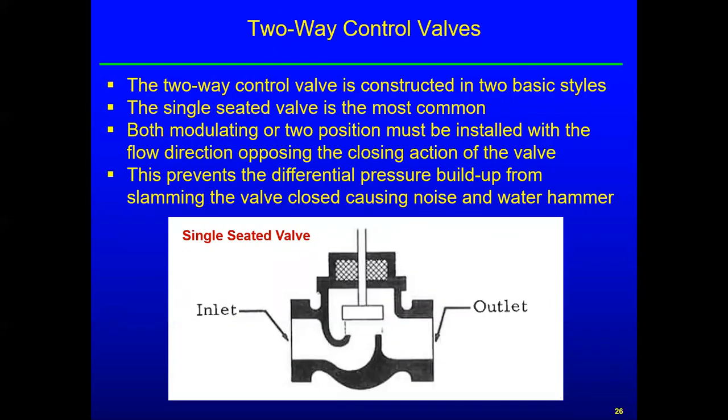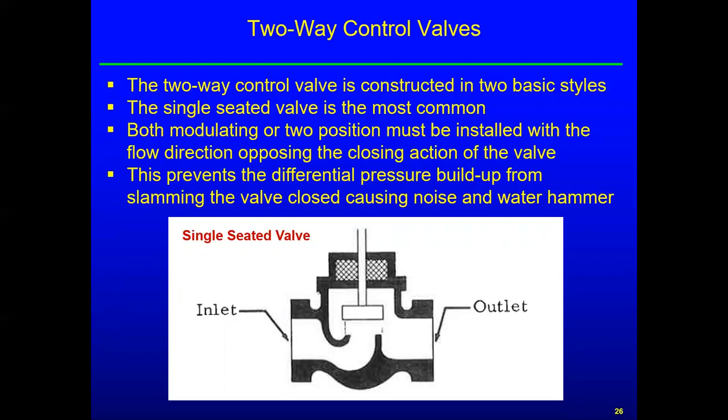Okay, just a few comments about two-way control valves. A two-way control valve is constructed in two basic types. The single-seated valve is most common, which looks like this. You can have modulating, which means it can have an infinite number of set points and you can adjust the flow, or you can have two position that snaps either open, full flow, or closed, no flow, back and forth. The modulating valve is constantly moving up and down in response to the demands of the thermostat, usually.